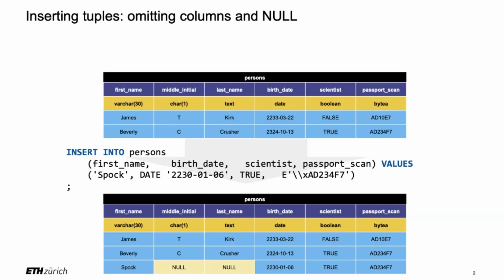There is another way to proceed, which is to consider that null is the absence of value. It means that in the third map here with Spock, that's a map, right? A record is a map. Middle initial would not be mapped to anything. That's what null means. And last name would not be mapped to anything. It means that the support of the third record is only first name, birth date, scientist, passport scan, but middle initial and last name are not in the support.